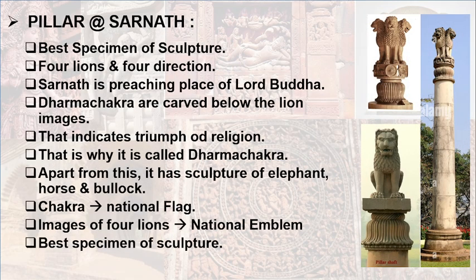So here on the right side you can see the pillars of the Mauryan empire. Pillar at Sarnath. This is the base specimen of culture. 4 lines and 4 directions. On the top you can see the figure of 4 lions, and these 4 lions face 4 different directions, that is north, east, south and west.